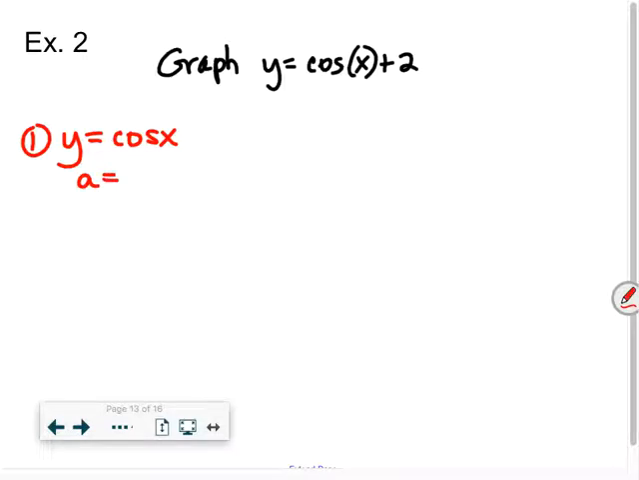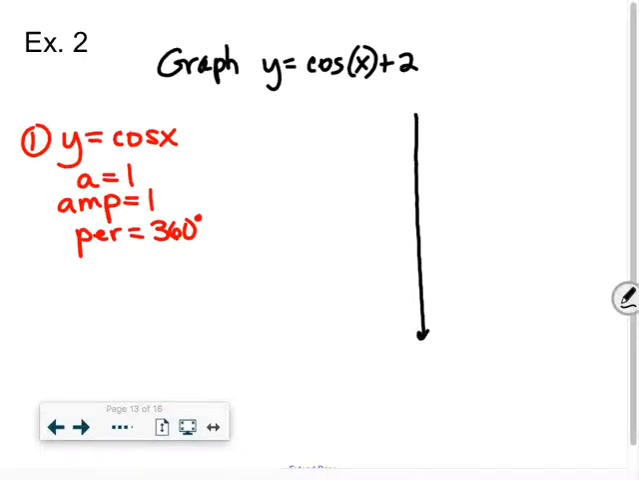So a is 1, amplitude is 1, and the period length is 360 over 1, which is 360. So when you introduce left, right, up, down, phase shift, vertical shift, you need two graphs.